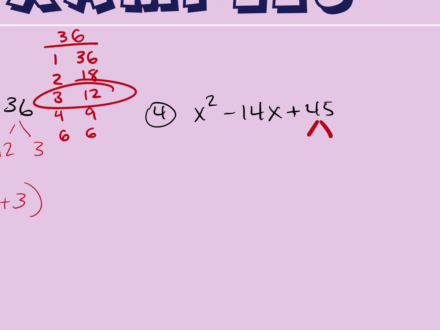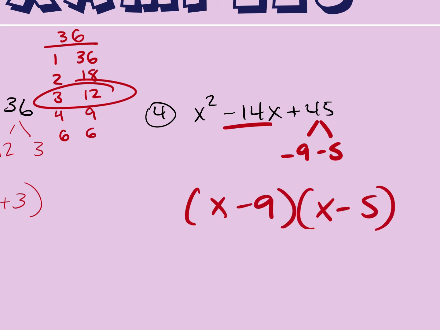For 4, what are 2 factors of 45 that add to negative 14? 9 and 5, but it has to add to negative 14. So what? Negative 9 and negative 5. Because we know that the signs have to be the same here because they're going to multiply to positive 45. So negative 9 times negative 5 would be positive 45. So in my parentheses, I have x minus 9 and x minus 5.